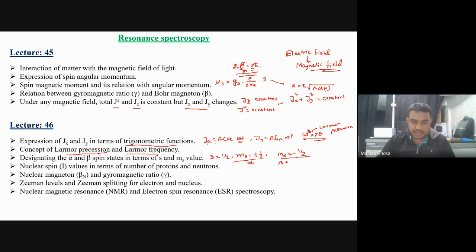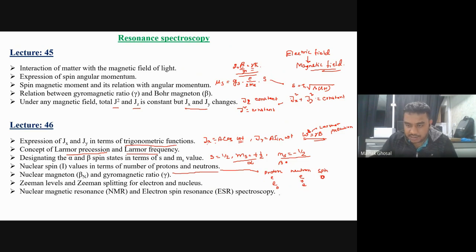And then nuclear spin, in terms of number of neutrons and protons, it was shown that if proton number and neutron number both are even, then this nuclear spin will be zero. So if this is even, then the spin will be zero. If this is even and this is odd, or this is odd and this is even, then this is zero. Okay, don't confuse it with odd O.